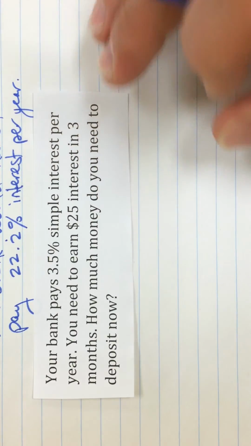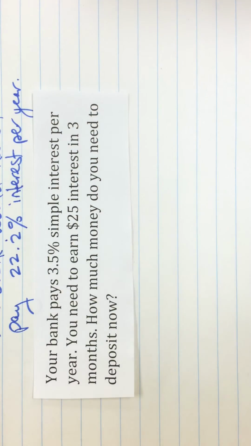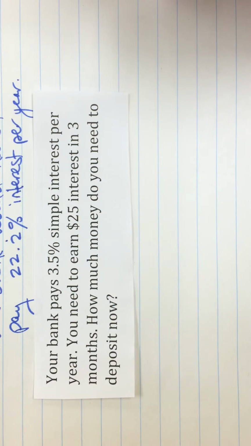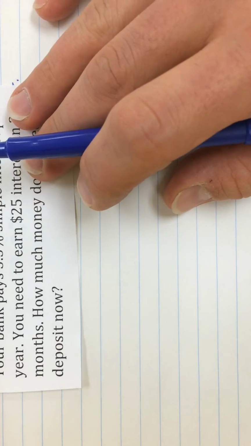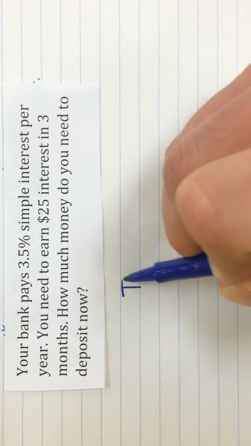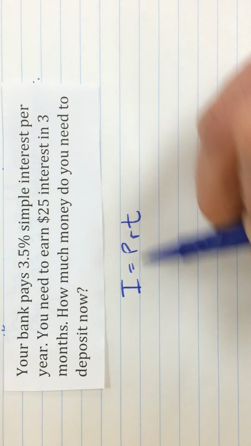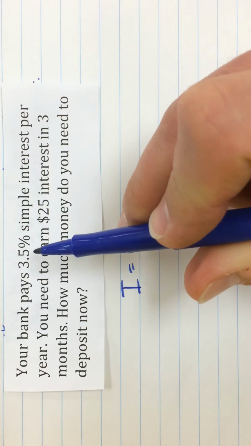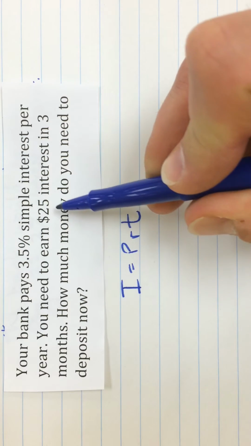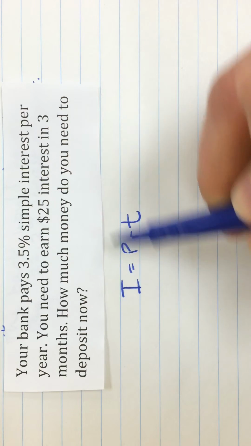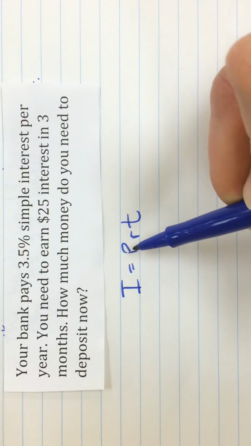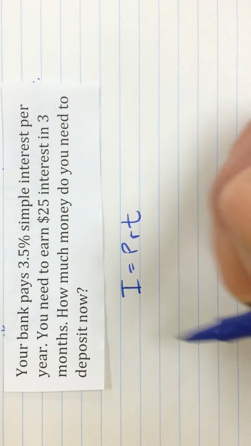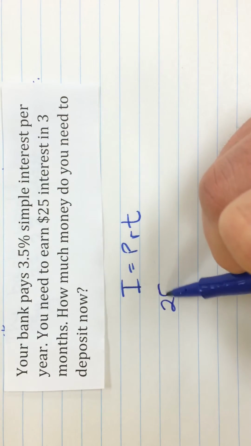All right, one more question. Your bank pays 3.5% simple interest per year. You need to earn $25 interest in 3 months. How much money do you need to deposit right now? So I equals PRT, interest, principal, rate, time. What do I know? 3.5 is R, 25 is I, 3 months is T. I need to find out P, how much do I need to deposit? So I want to earn $25.